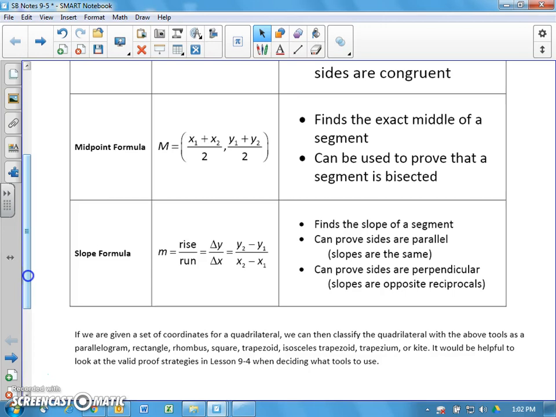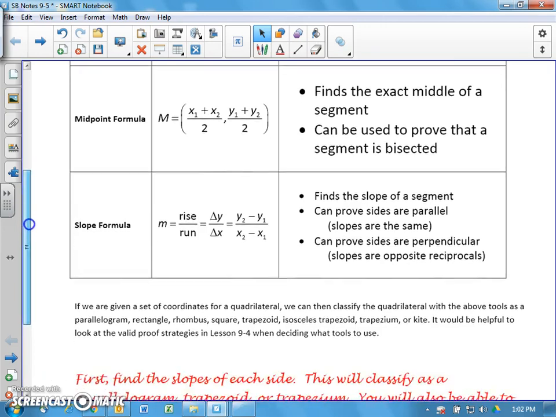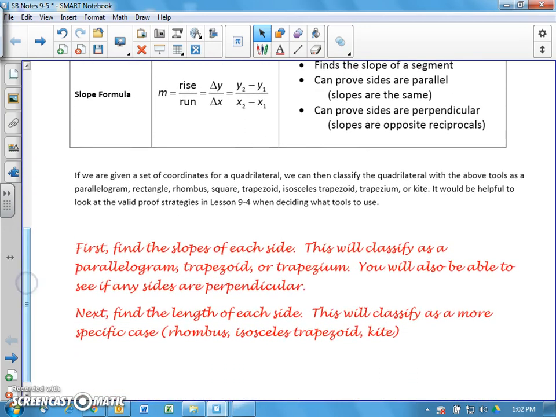If we're given a set of coordinates, we can classify the quadrilateral using these tools as a parallelogram, rectangle, rhombus, square, trapezoid, isosceles trapezoid, trapezium, or kite. So you've got valid proof strategies in the last section, but I kind of like this two-step method. First, you're going to find the slope of all four sides. This helps you group it as either a parallelogram, a trapezoid, or a trapezium.